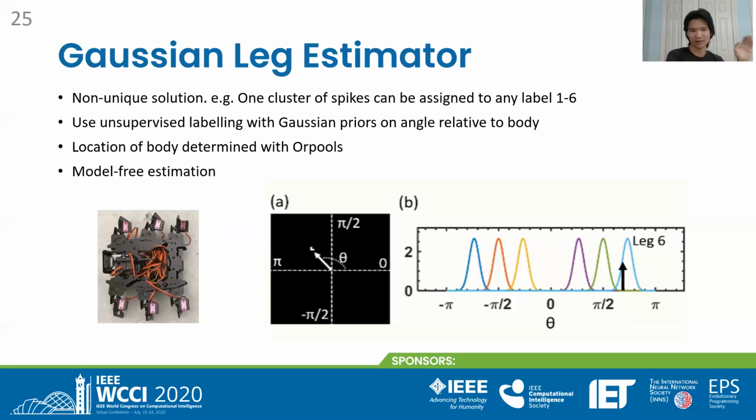So we have to put some priors on top. How we determine it is, if you use OR pools, you can find the centroid of the robot very easily. You can find the center of the body, and you can find the place where the leg spiked. If you find this arbitrary angle between these 2 points, then you will be able to find the probability that it's a certain leg. So in this example in figure A, you get a theta from the leg that spiked, and using that theta in figure B, you can use these probability distributions to say that there's a very high probability that this particular spike corresponds to leg 6. Using this unsupervised, model-free estimation of legs, we're able to get the signals in the right place.